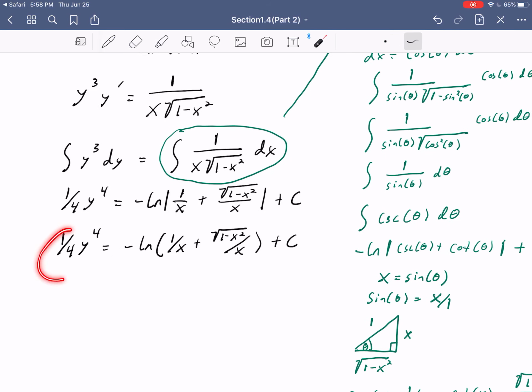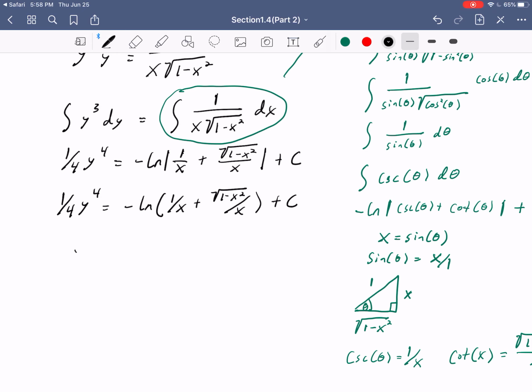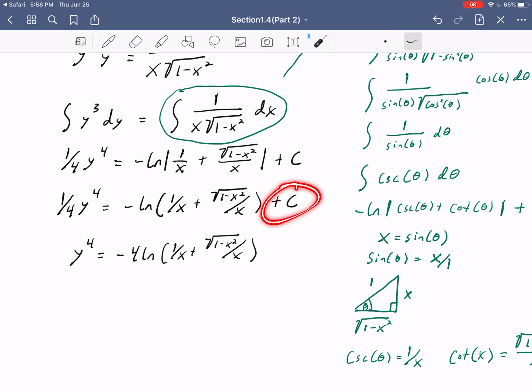Do we want to solve explicitly for y? Not really. I mean, we could go ahead and multiply both sides by 4. That would be totally fine. We could get this as y to the 4th is negative 4 ln 1 over x plus square root 1 minus x squared over x. And of course, when we multiply that plus c by 4, we get plus 4c, which is just a new constant. So we can just say plus c.